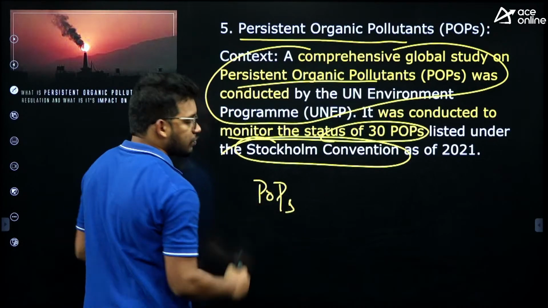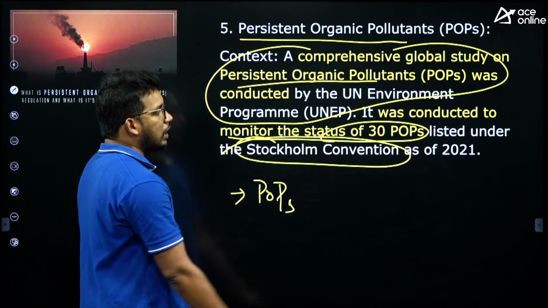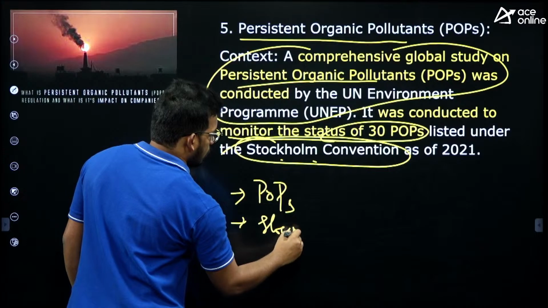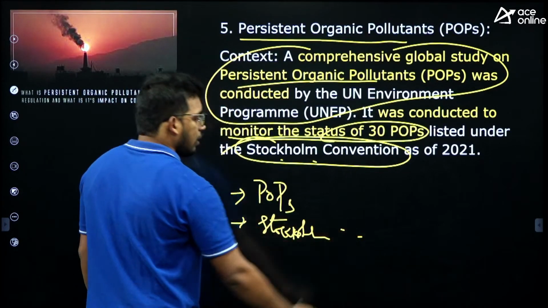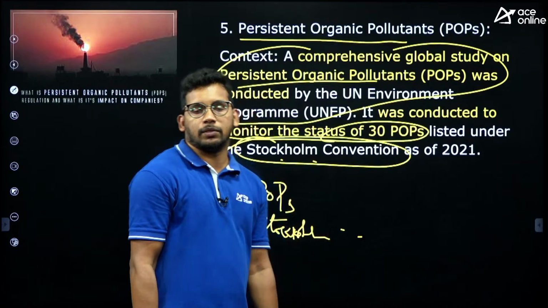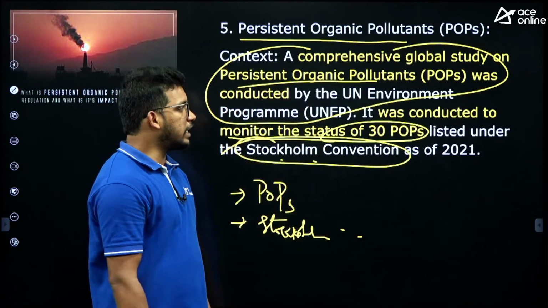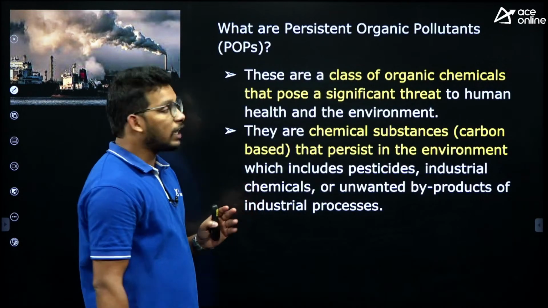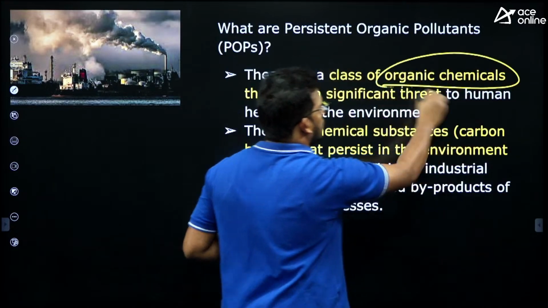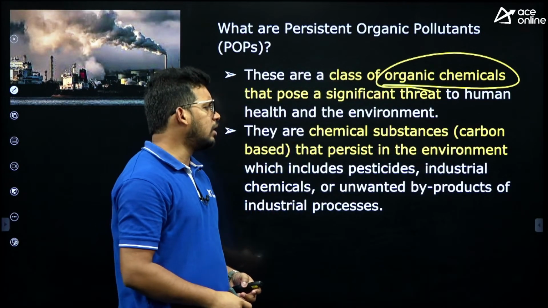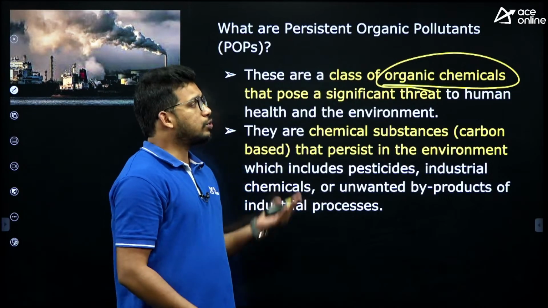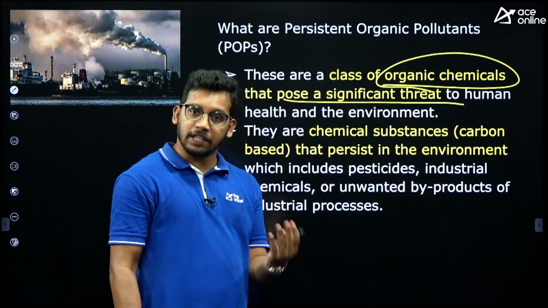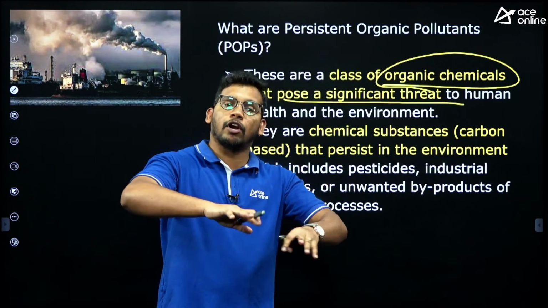In this article we will discuss what POPs are, and what actually the Stockholm Convention is. Now let's understand what persistent organic pollutants actually are. These are a class of organic chemicals, like DDT and fertilizers, which pose a significant threat to humans as well as the environment by staying in the environment for a longer period.